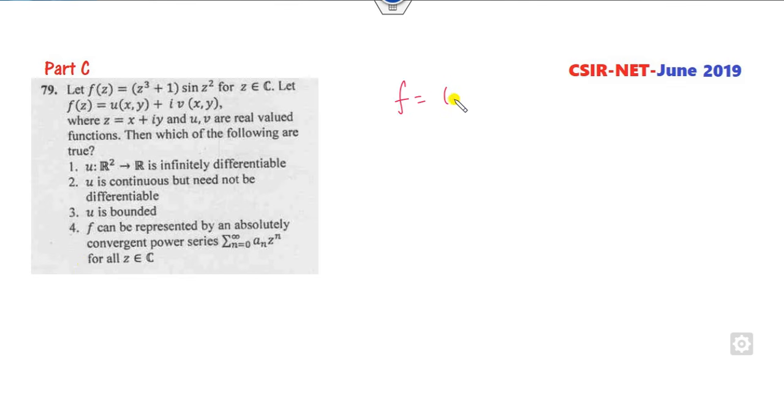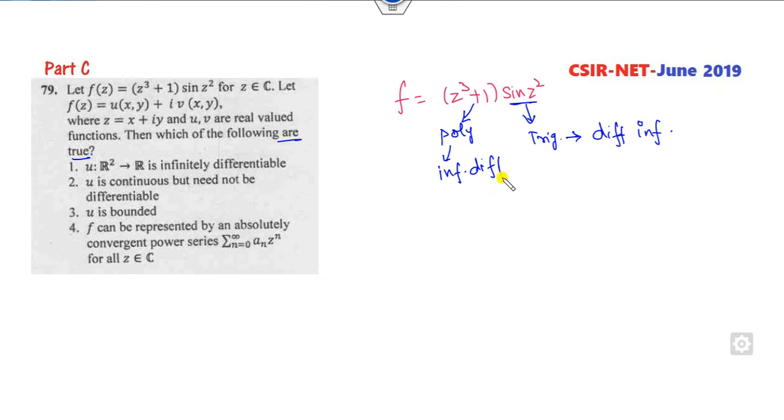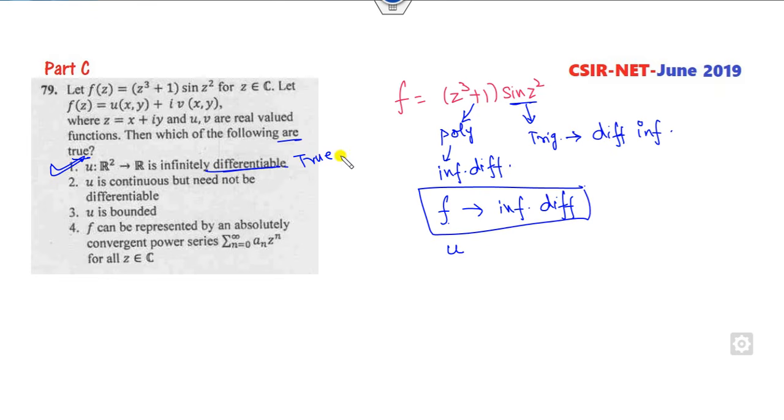Okay, F is z cubed plus 1 times sine of z squared, with u and v its real and imaginary parts. Which of the following statements are true? Infinitely differentiable, continuous, bounded, and so on. This is a trigonometric function, and a trigonometric function is infinitely differentiable. This is a polynomial function, and every polynomial function is infinitely differentiable. It means the function is infinitely differentiable. Once the function is infinitely differentiable, the corresponding real component is infinitely differentiable, which is the correct statement.